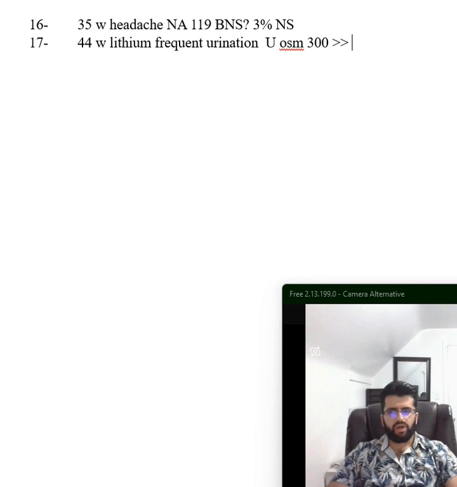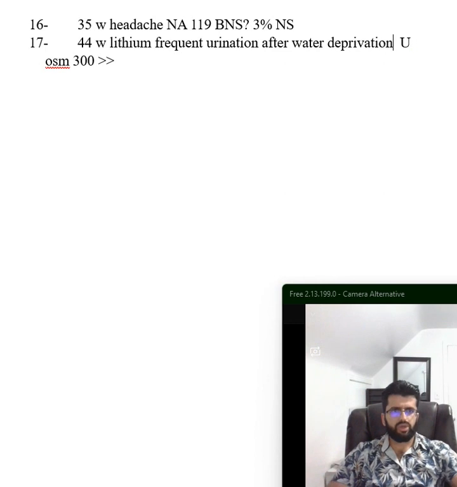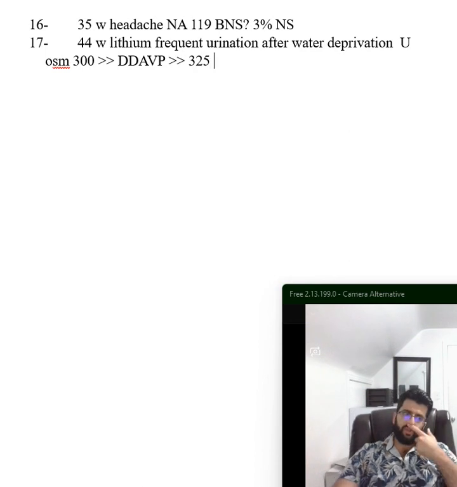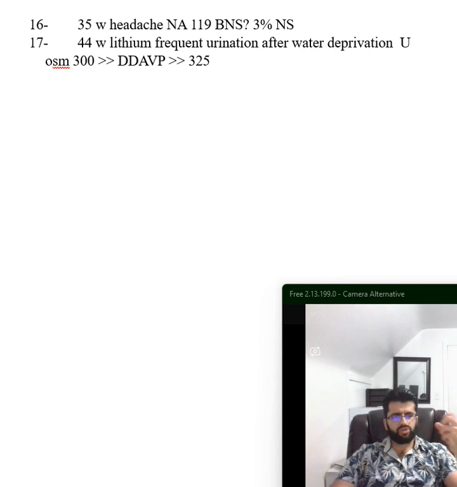So okay, after water deprivation, still like 300. Now what you want to do is give DDAVP. After that, you see not much change. Usually, if it was central, if there was a deficiency in ADH, when you give the ADH desmopressin, the urine should get concentrated, like increase to 600 or so. But this one, there's not much change. This means the diagnosis is nephrogenic diabetes insipidus.